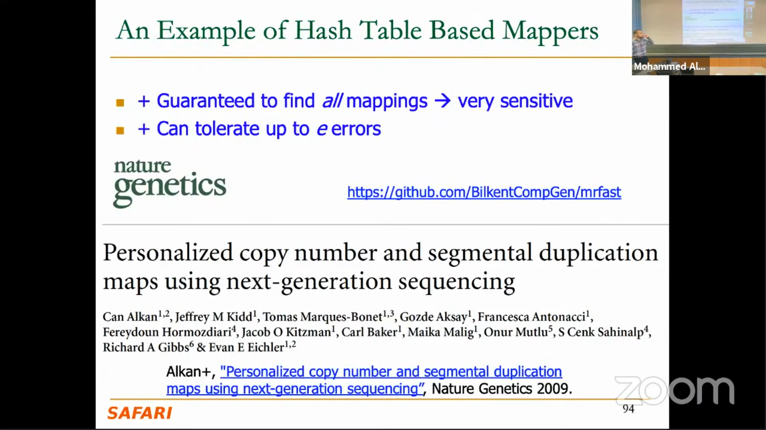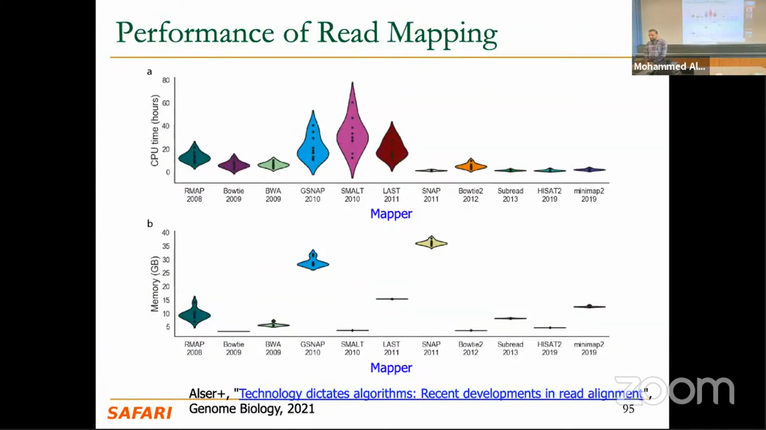This is one of the tools that my PhD advisor proposed back in 2009, John Alakan. So here he is doing full read mapping using a hash table. If you are interested in this, please check this. The tool name is called Mr. Fast. The code is already publicly available. It's very easy to read. Interested in learning the basics on this.